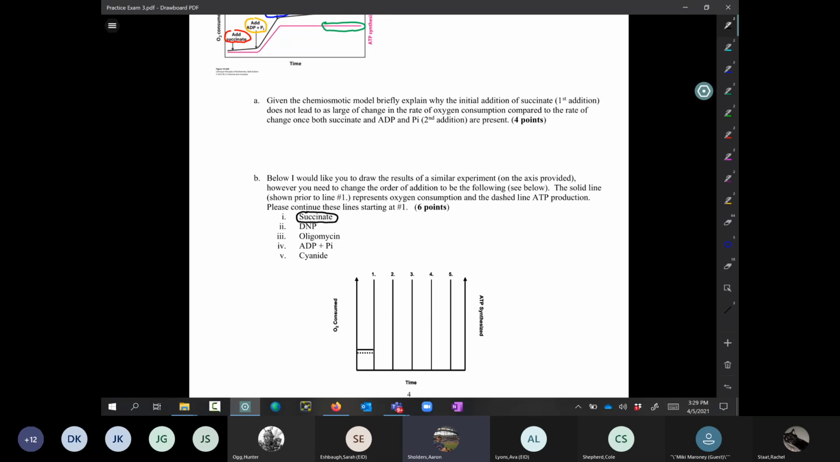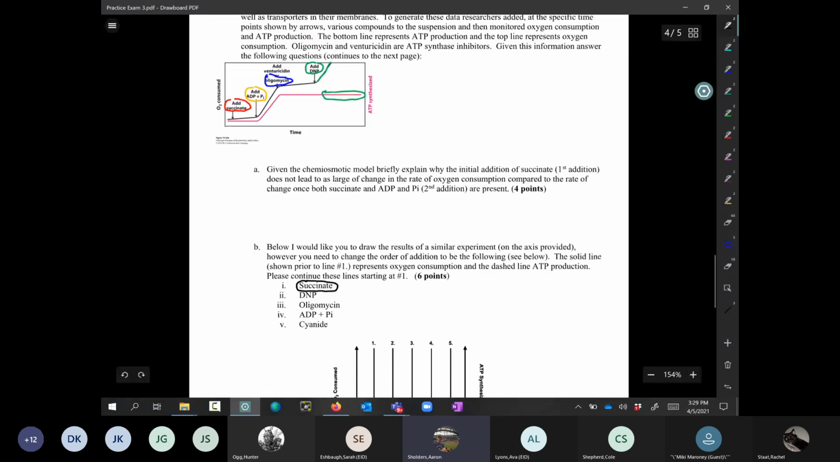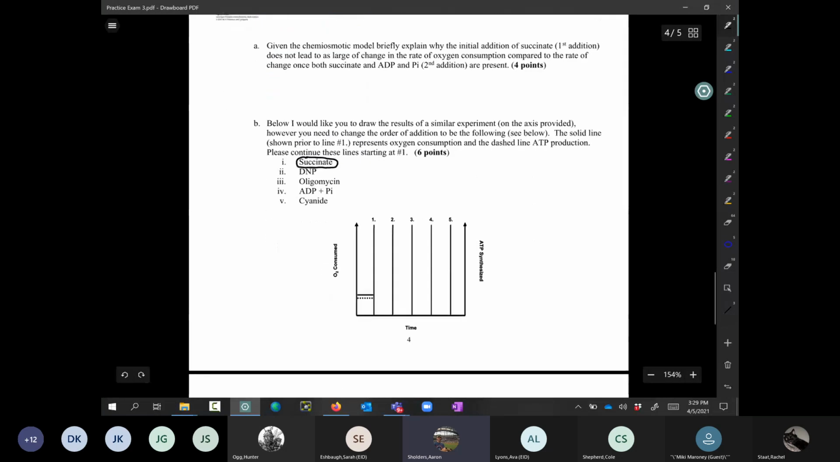So we reset the experiment, and we have those mitochondria in suspension, and the very first thing we do is add succinate, just like we did up here. So you would expect the same thing to happen. You still have coupled processes, and so you don't expect much to happen. I'm going to use black, like that. Not much is going to happen, and then I'll use a color, dotted. Not much is going to happen with ATP synthesis. So this is ATP synthesis. This is oxygen consumption.